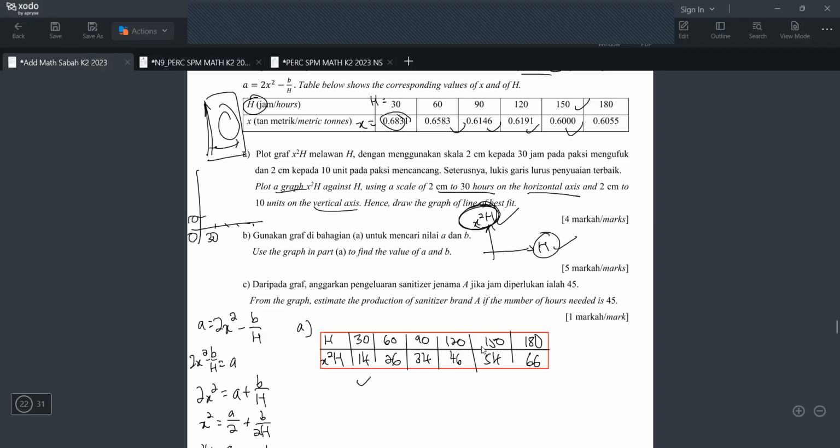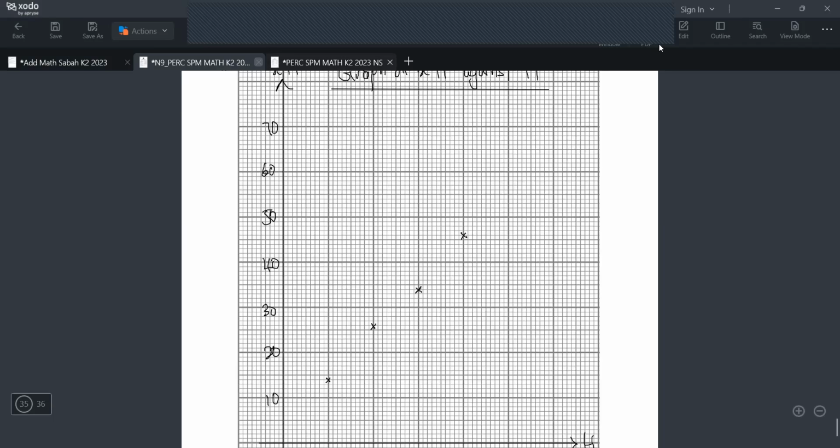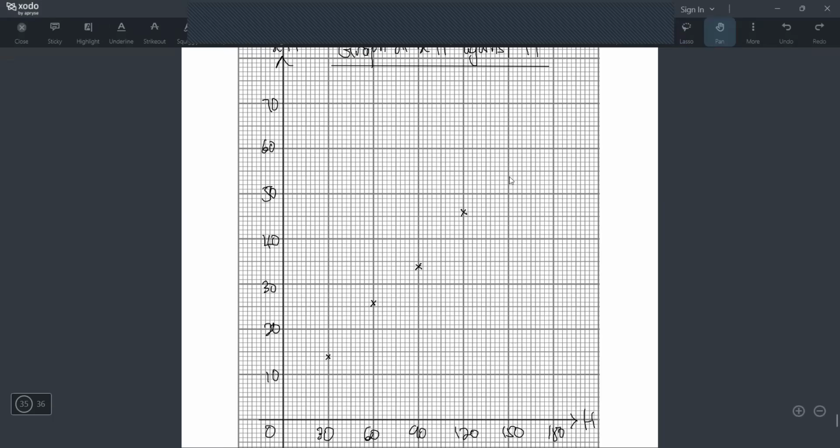And then 150, 54. Okay, 150, 54. This one is 150. This one is 55. 54, just turun satu lah. So this is the point. Okay, last one. 150, 54.